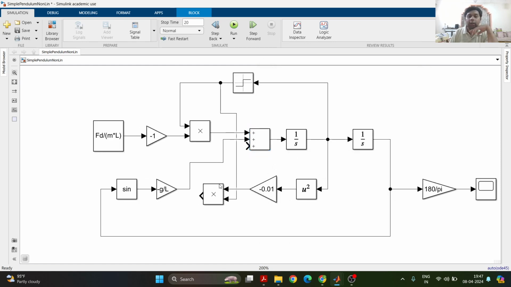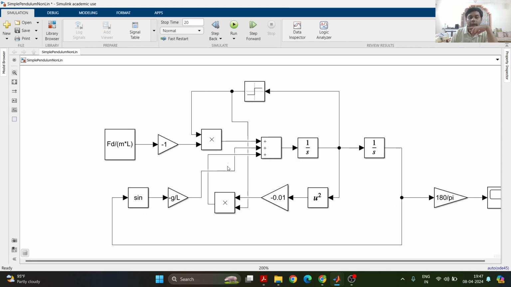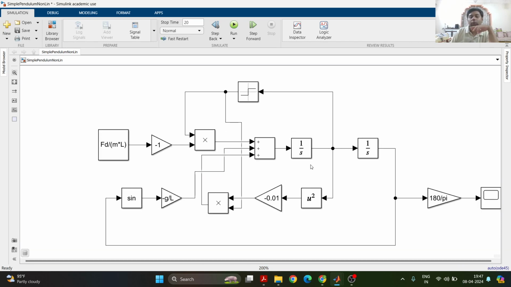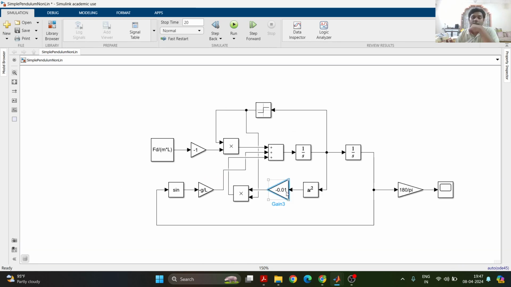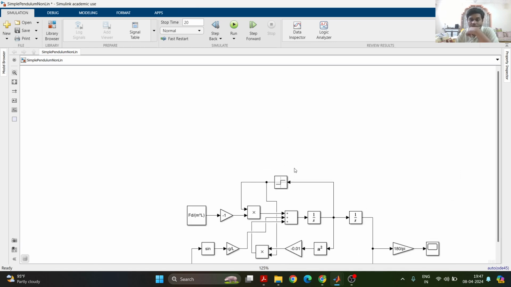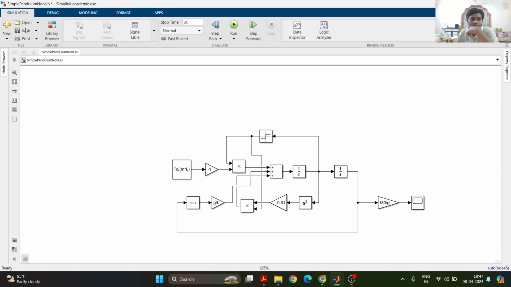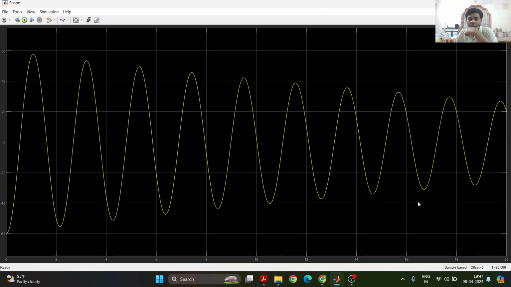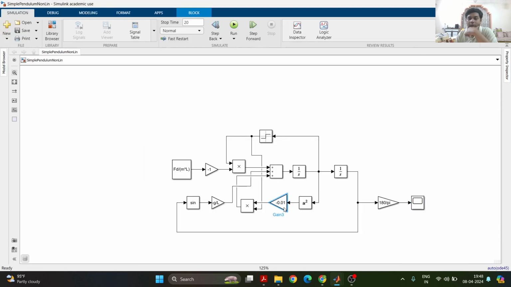So we'll create another additional port for incorporating this viscous drag force. So it is some constant into velocity square. And then let us try to run this model again. So the output looks somewhat similar.